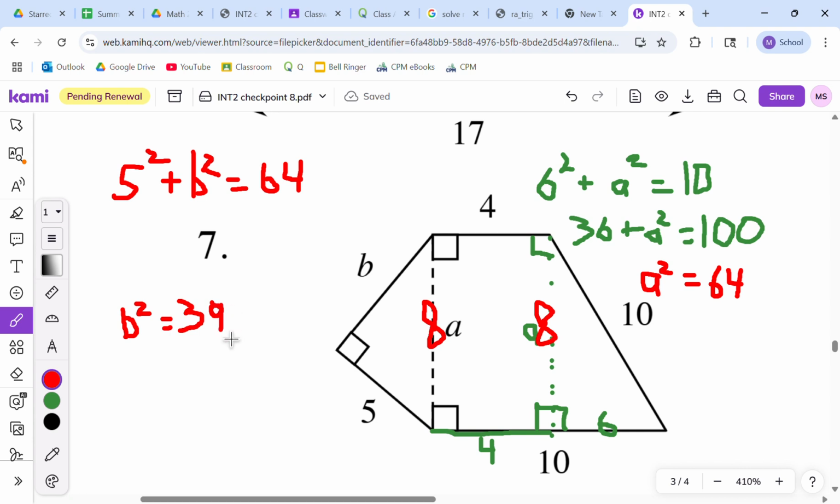Nothing to simplify. I don't want it decimalized. Please don't decimalize that. There's no reason for it. Just tell me b is root 39. And that's it.